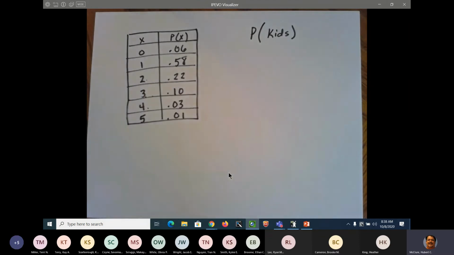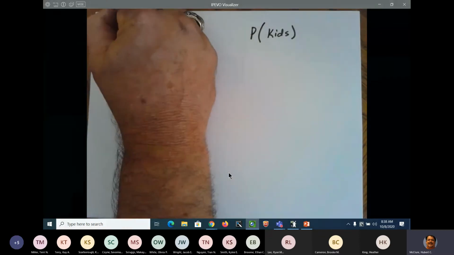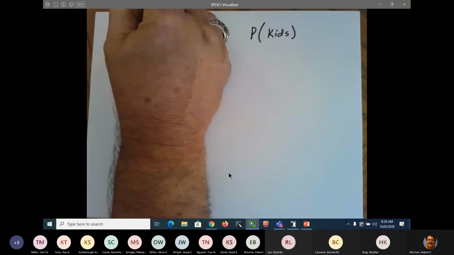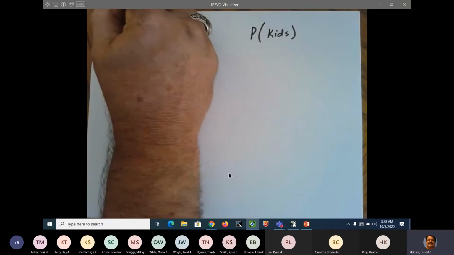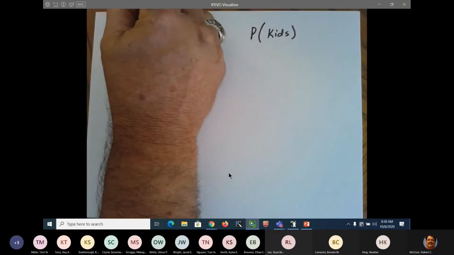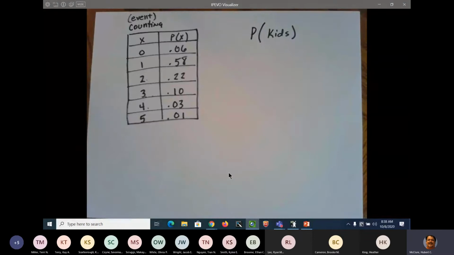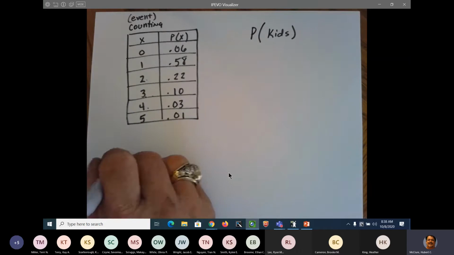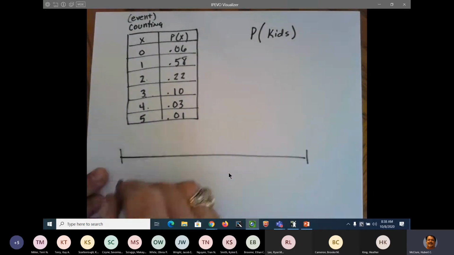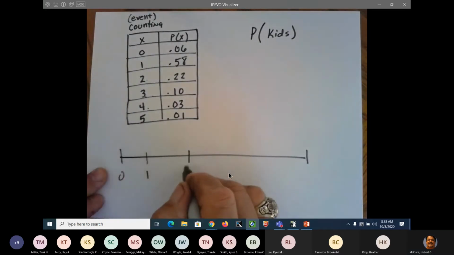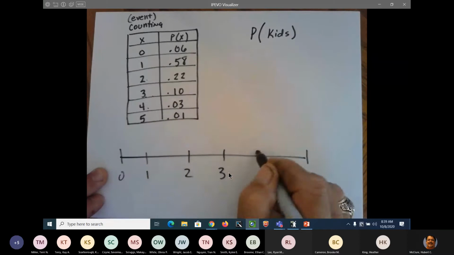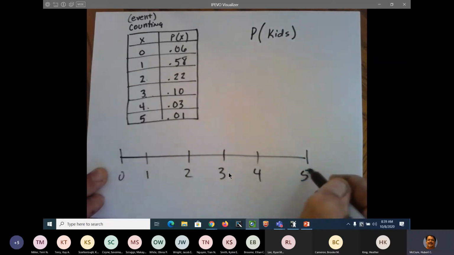All right, so 3, 4, and 5 kids. So that's an example. Here is where you're counting. This is called the event. Okay? That's where the discrete comes in.